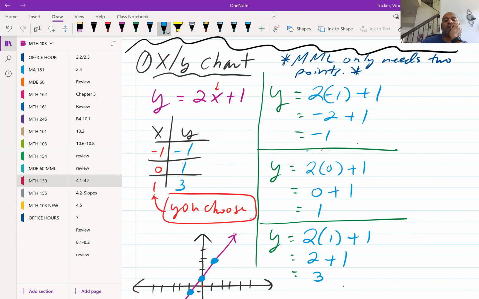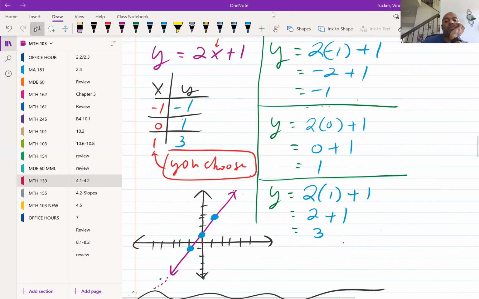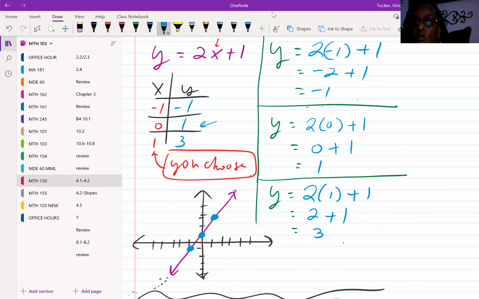Any questions on how we got these points before we go to graph? Now you graph those 3 points, and that will create your line. To the left one, down one, is this point right here. Don't move anywhere for x because x is 0, then go up one, that's this point right here. And then to the right one, up 3 is this point right here.